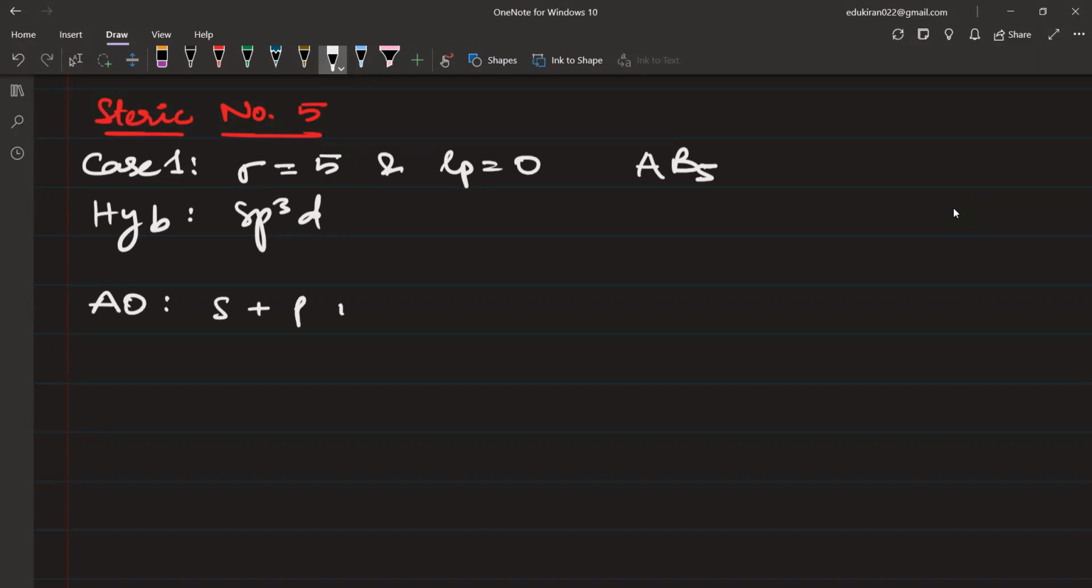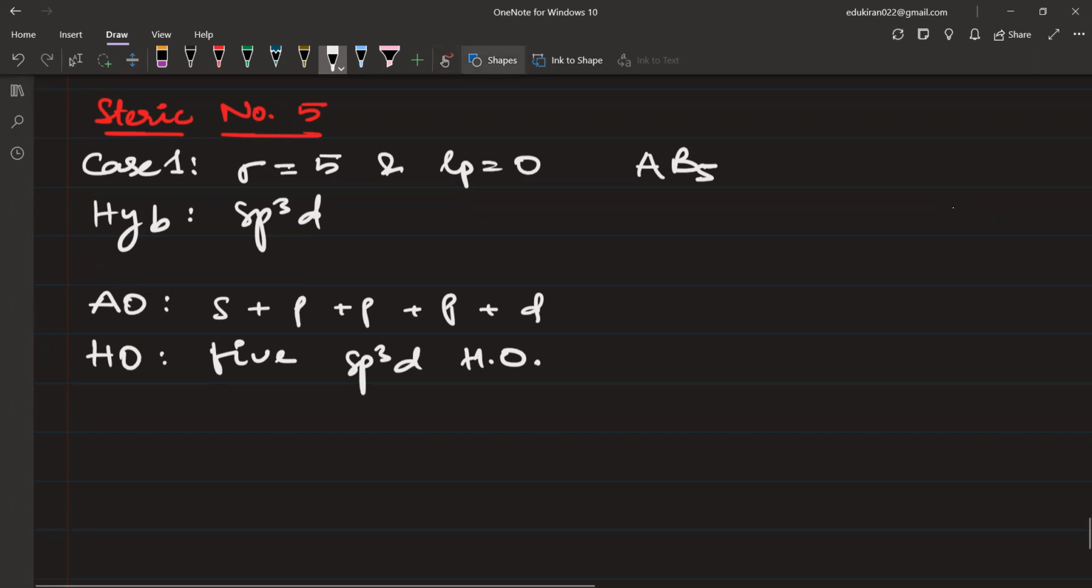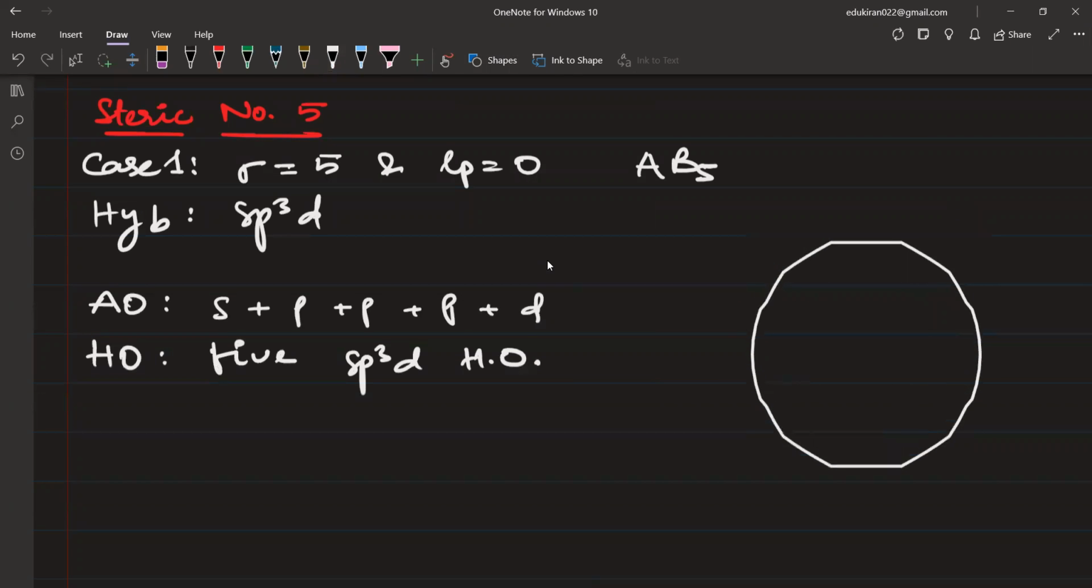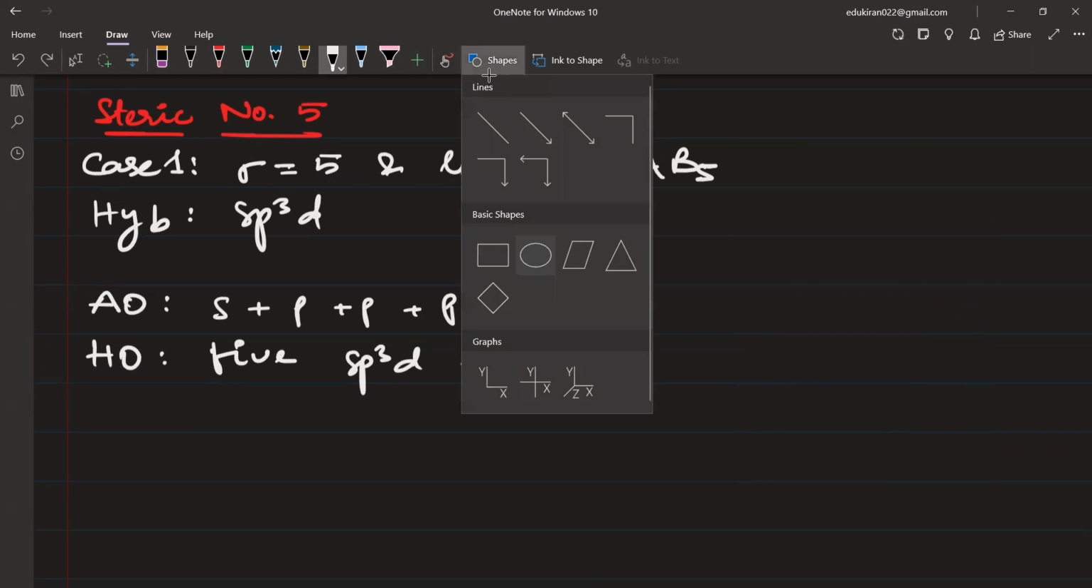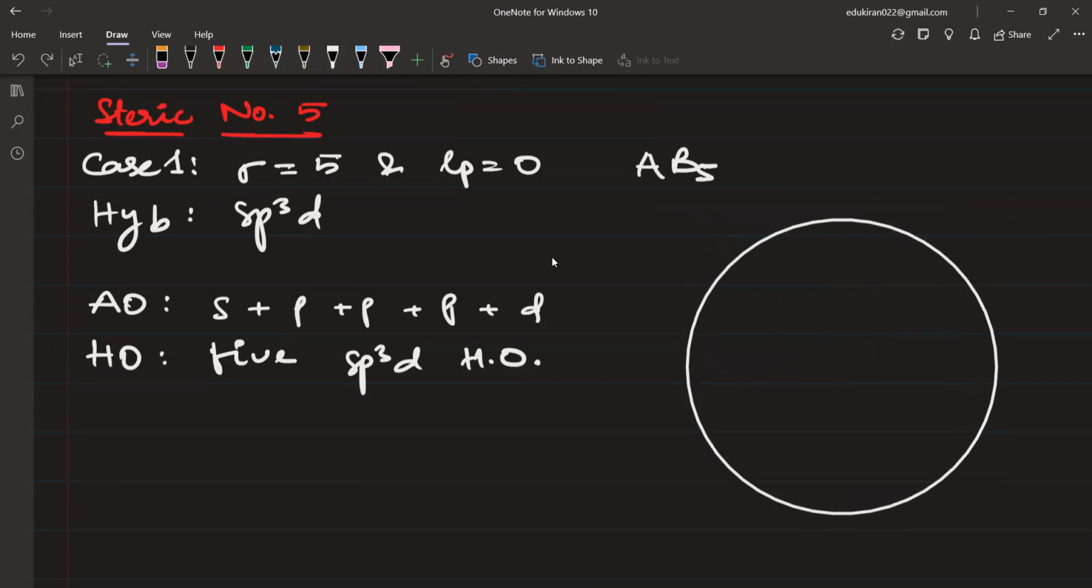From the table, you can see the atomic orbitals involved in this hybridization are S plus p plus p plus p plus d, and there are the hybrid orbitals. So how many hybrid orbitals are there? We have 5 sp3d hybrid orbitals. Now, if you have 5 hybrid orbitals, and if you remember, we have said that the atom is going to be spherical. So for a spherical atom, if I want to place 5 things, then I hope you all will agree.